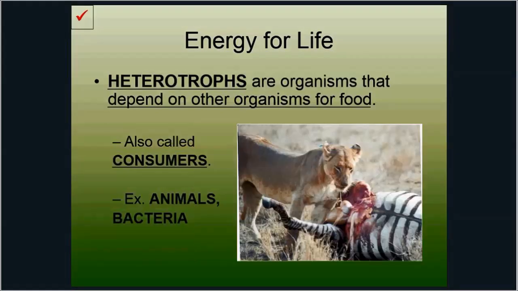Heterotrophs have a different food source. You know that the prefix hetero means different, and they need to eat. They depend on other organisms for their food. They're also called consumers. Examples are animals and some bacteria. We are heterotrophs. That's why we have a cafeteria in the school.